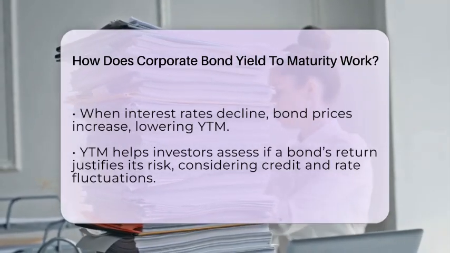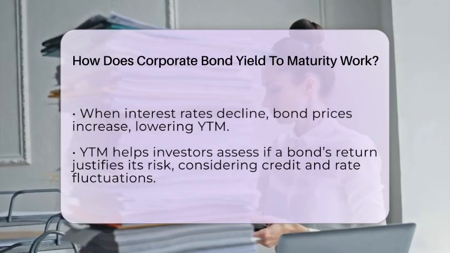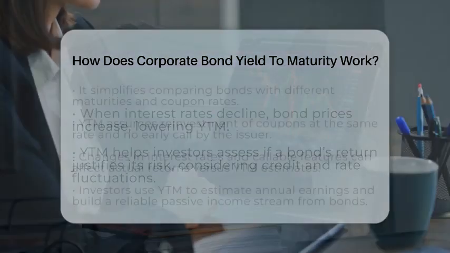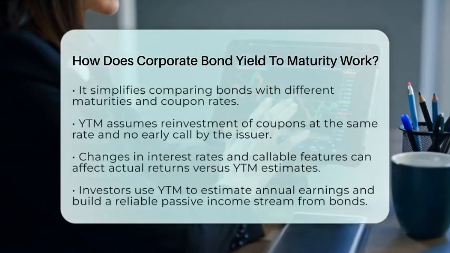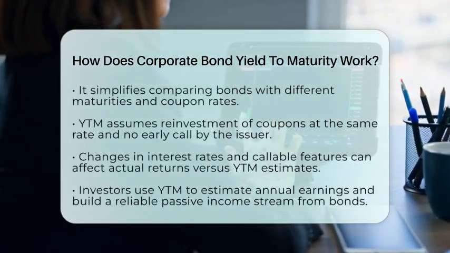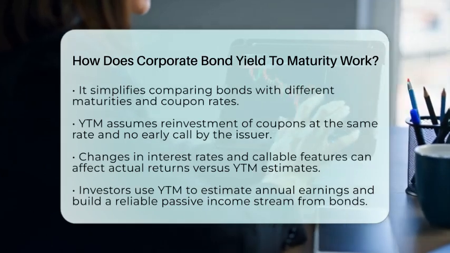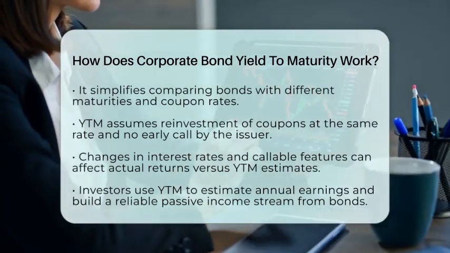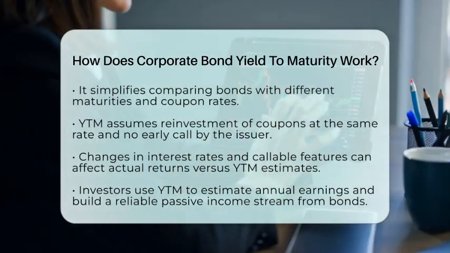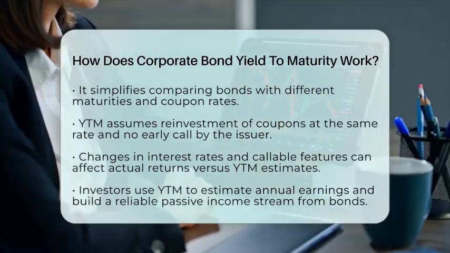But keep in mind, yield to maturity assumes you reinvest all coupon payments at the same rate and that the issuer doesn't call the bond early. In reality, interest rates can change, and some bonds have call provisions that allow the issuer to repay early, which can affect your actual returns.